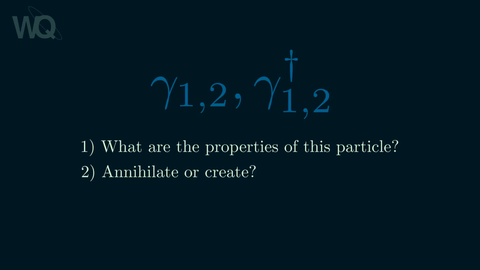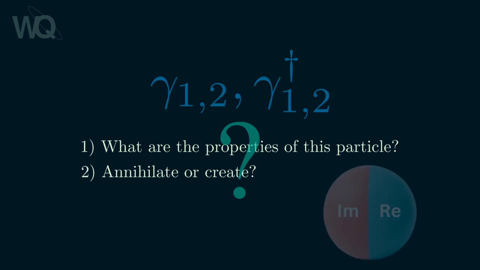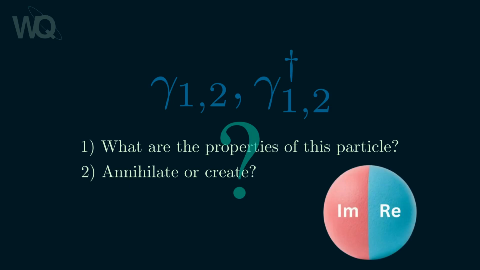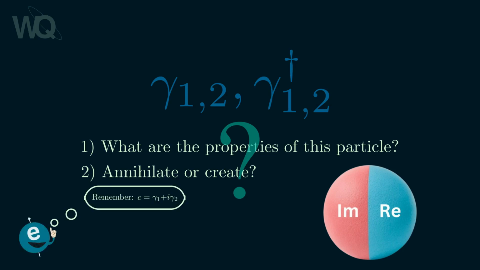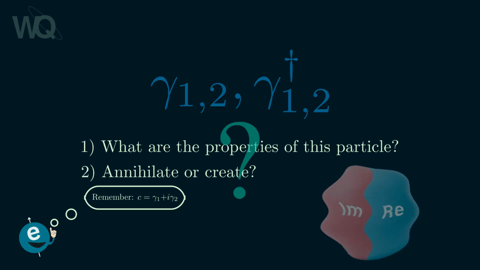And what do the gamma operators do? Do they annihilate or do they create? And by the way, notice that if such a particle even exists, then in a sense, it is half of an electron. Again, not physically, but conceptually. This is because we obtain these gamma operators by decomposing the operators for the electron.